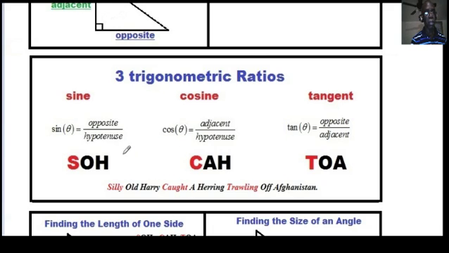There are a few acronyms we use to remember these ratios. Three of these are SOH, CAH, TOA. You might be familiar with these. These remind us that sine of an angle is the opposite side, divided by the hypotenuse. Cosine is adjacent, divided by hypotenuse. And tangent is opposite, divided by adjacent. Or, maybe you are familiar with this phrase which we sometimes use to remember these ratios. It says, "Silly old Harry caught a herring trawling off Afghanistan," where the words are used to describe the ratios.